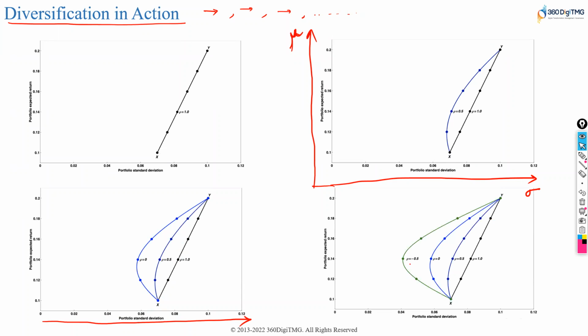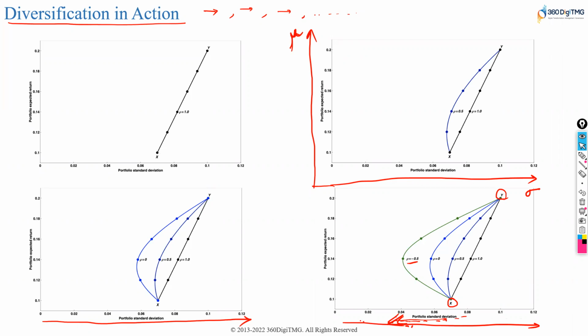And if you say rho equal to minus 0.5, then X and Y are, I mean, they are negatively correlated. Forget about uncorrelated. They are negatively correlated. So risk is further reducing. Risk, if you look at this risk axis, it is coming down. It's going in this direction.